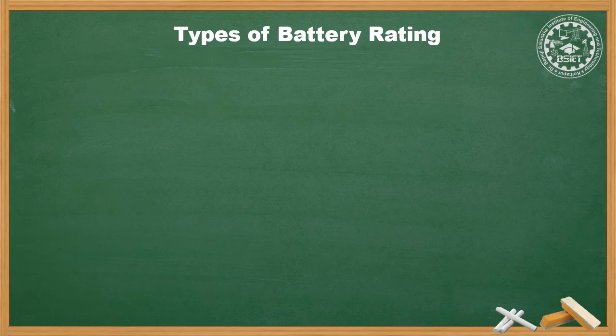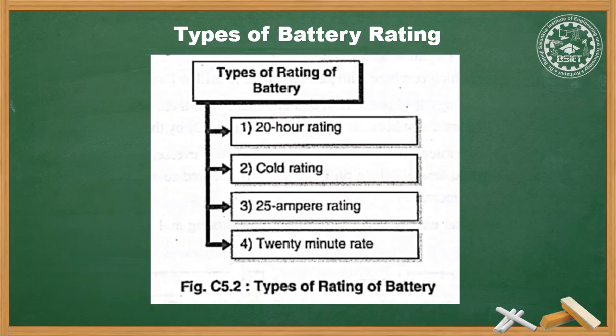Next is methods of rating of a battery, or types of rating of a battery. The types of rating of a battery are given in the figure below. The first is the 20-hour rating. It indicates the lighting ability of a fully charged battery. It is obtained by discharging the battery at a current equal to 1/20 of the manufacturer's ampere-hour rating.